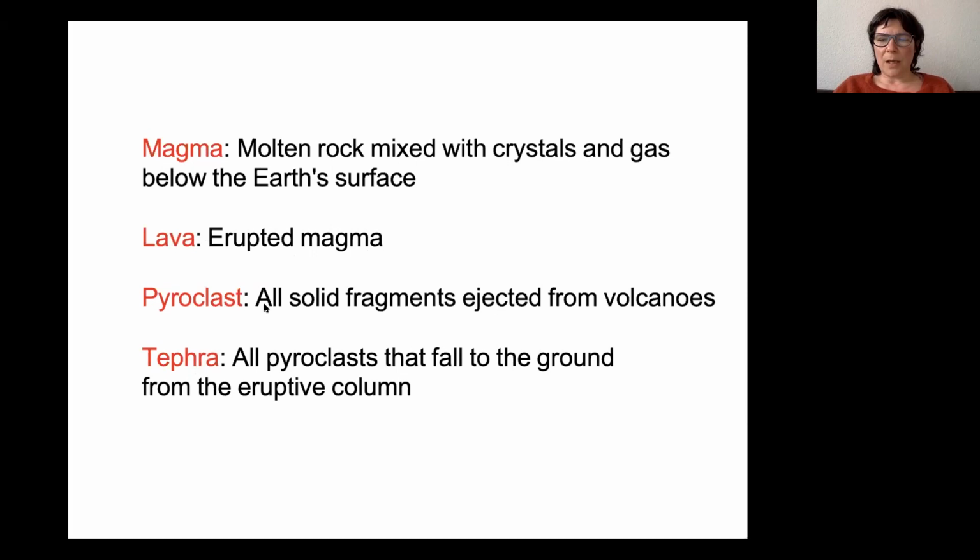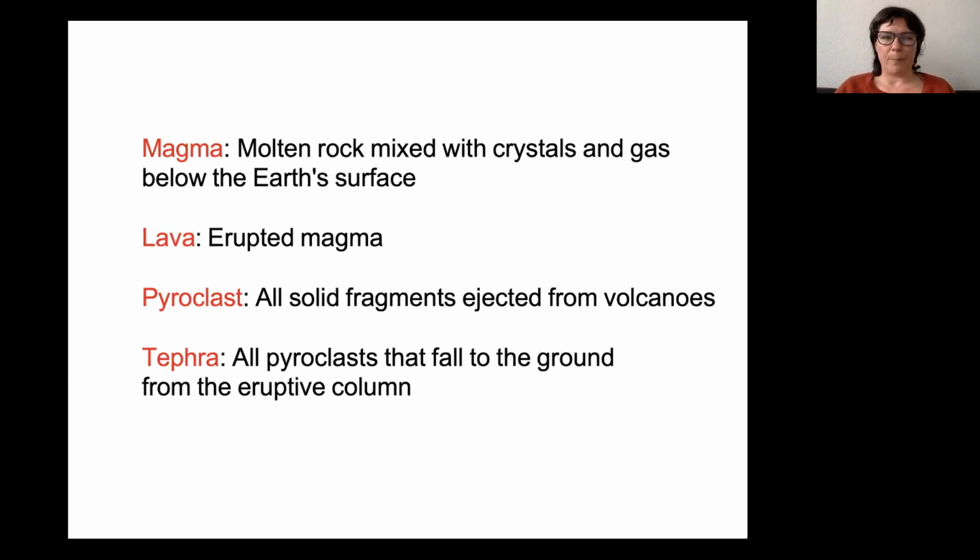Okay, but then there are two words that we're going to use sometimes. Pyroclast is solid fragments ejected from volcanoes. So there are eruptions that already when they are ejected, or also when they are still in free fall and they are about to fall on the surface, they are really solid stuff. And then we call them pyroclasts. And then tephra is all pyroclasts that fall to the ground from the eruptive column. If we have an eruptive column, then what falls to the ground, this is called tephra. It's a mixture. It looks like gravel, mostly.